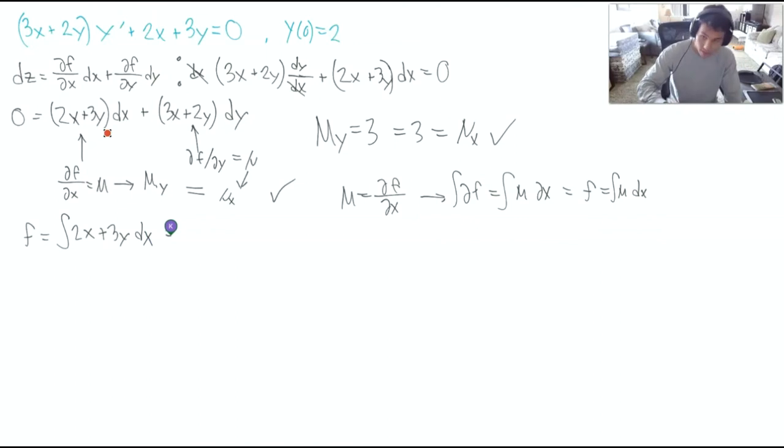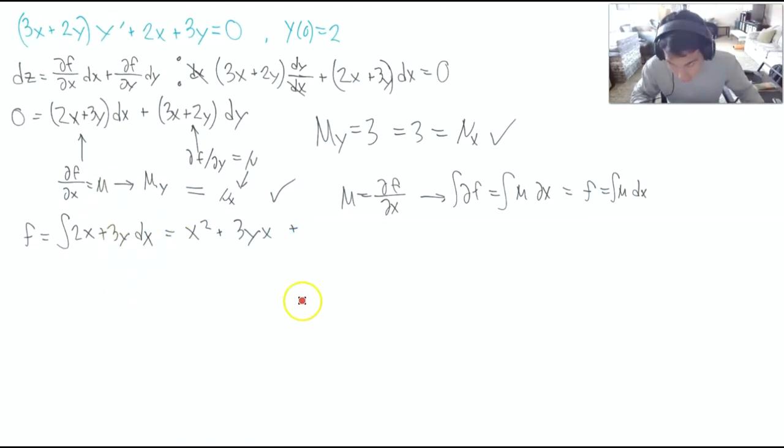And then we can see that this will be x squared plus 3yx plus, so we usually write plus c, but since we're integrating with respect to x of a multivariable function, our constant is going to be some function of y. So we'll write it g of y. Okay, so we have f, but we don't know what g of y is. So we can find g of y by taking f's derivative, because we know what f's derivative is with respect to y. We know df dy is equal to this, right?